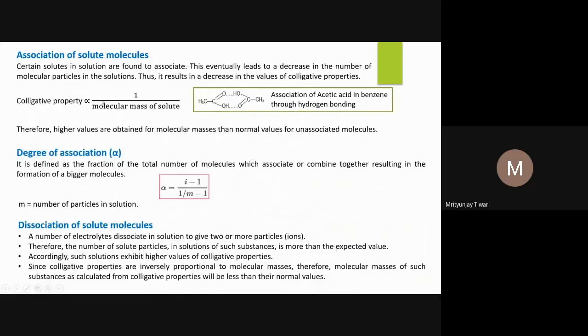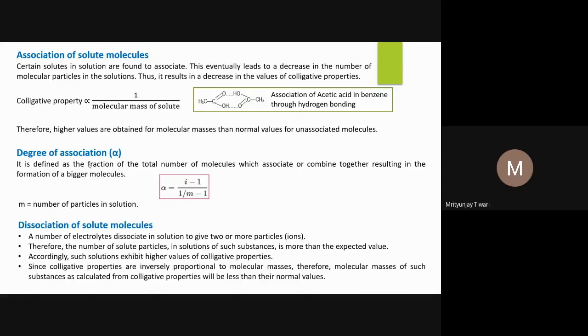The colligative property is inversely proportional to the molar mass of the solute. Therefore, higher values are obtained for molecular masses than the normal value of the unassociated molecule when association is there. Higher values are obtained because in the case of association, the actual colligative property is less than the theoretically calculated property. Then the degree of association we define as alpha, because association is there and all the molecules do not take part in association.